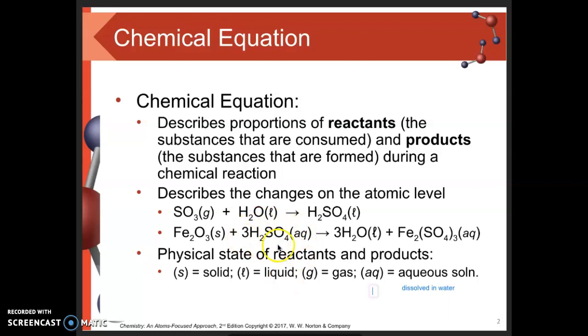So when we talk about aqueous sulfuric acid, we're talking about sulfuric acid that has been dissolved in water. When we talk about aqueous iron 3 sulfate, that is iron 3 sulfate that has been dissolved in water. And as an aqueous solution, it is going to have slightly different properties.